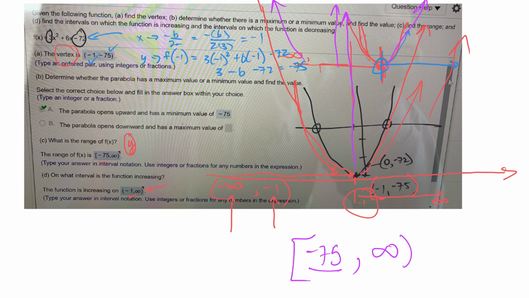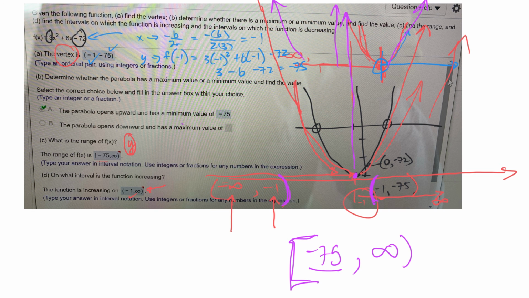So I put a square bracket there. With these ones here, I put curlies because it can't include -1. Because at -1, at that point right there, it's not going up nor coming down. I guess you can think of it as being flat. But it's a point where it's not going up or down. It's flipping or changing at that point. And that's why they use the curly brackets there. But in this one, -75 is the lowest number it can go. And so we include that with a square bracket.